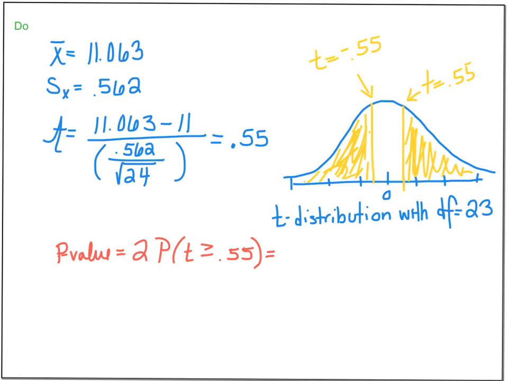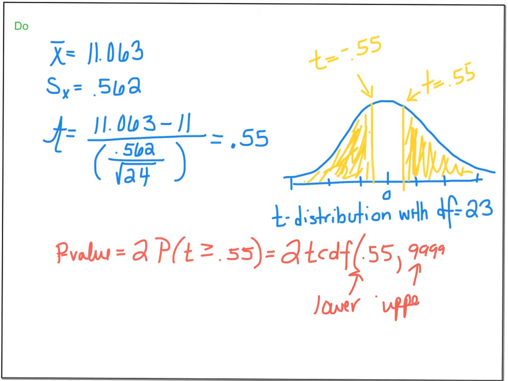So for calculator talk here, I'm going to write that this is 2 times t-CDF, and I'm going to label my different things, 0.55 as my lower, and 9999 as my upper. And I'll say degrees of freedom, 23 degrees of freedom. And that is equal to, I need to double what was on my screen, so 0.588, which is not rare at all compared to an alpha level of 0.05.